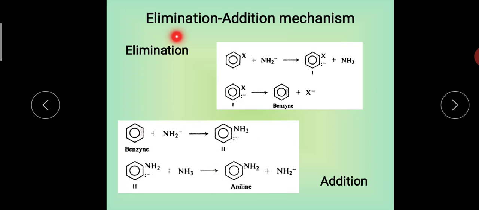Okay, so the elimination addition mechanism takes place in two steps, and within each step there are two more steps. Okay, so elimination means elimination of proton and then elimination of your halide. Addition means addition of the nucleophile and then addition of the proton.